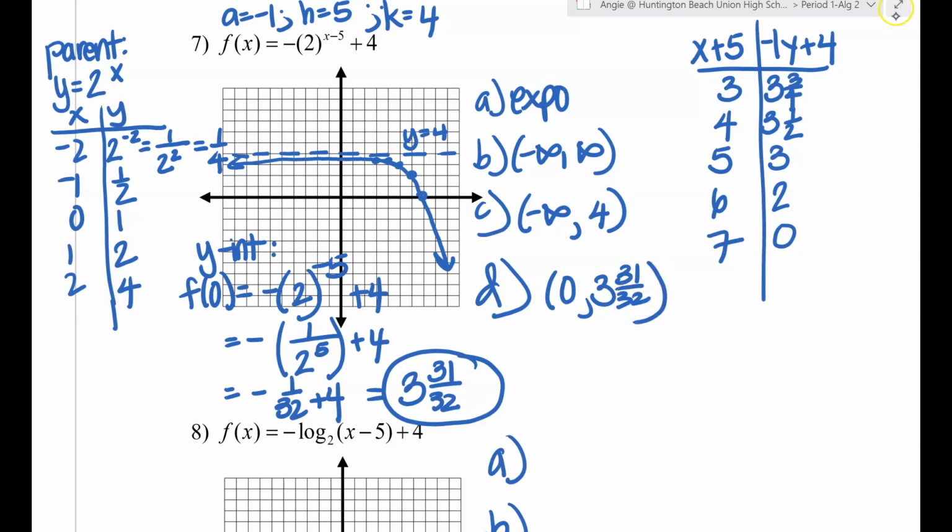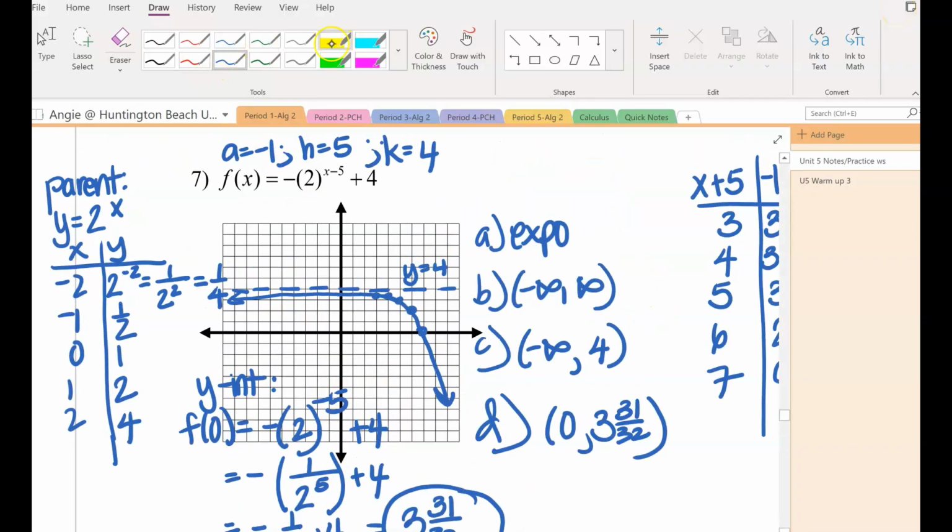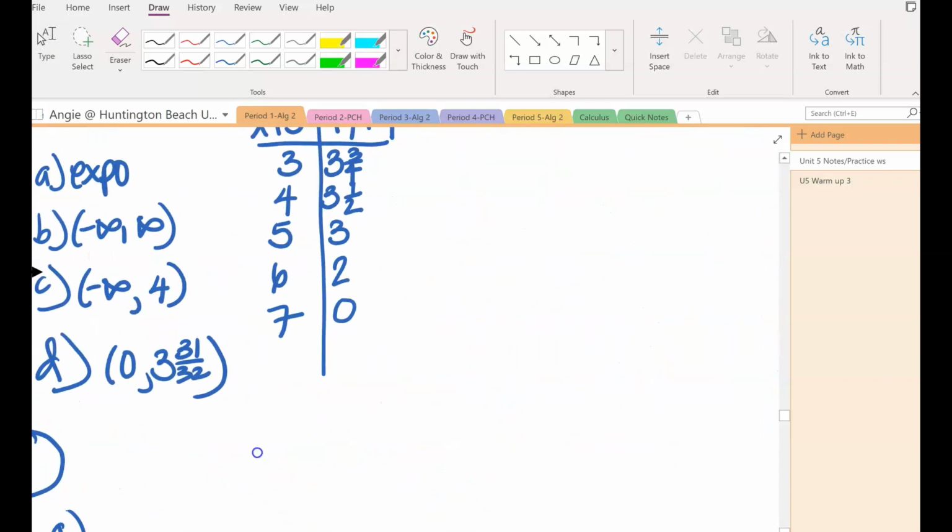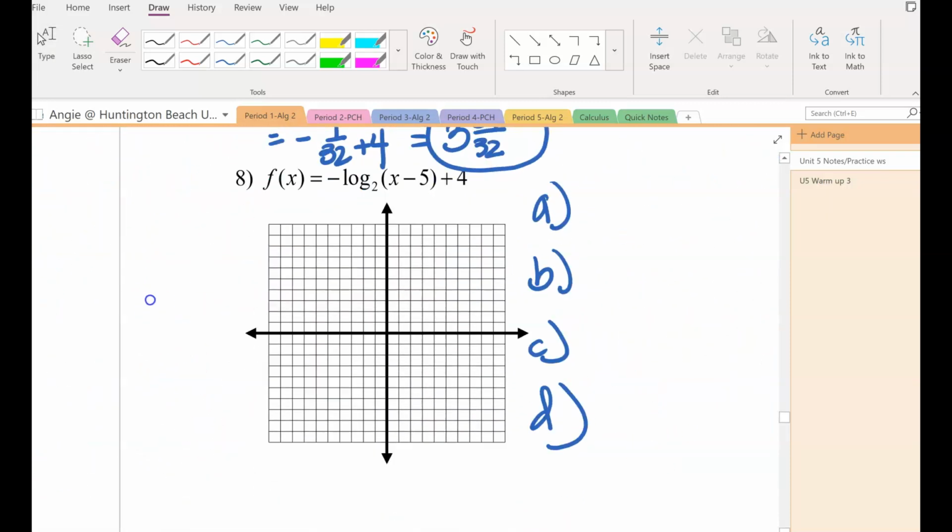Now, students, this does make sense, right? For the y-intercept to be super close to your asymptote. So that's 3 and 31 over 32. That's extremely close to 4. And again, remember, we can't touch the asymptote, so that makes sense. That's where it should be. Let's go on to, whoops, I meant example 8 down here.